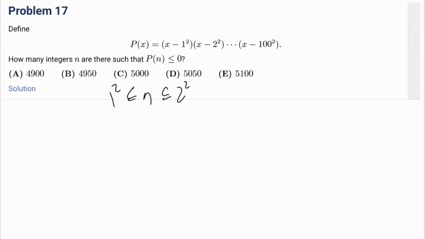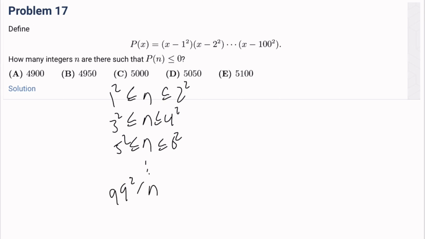And in the same way, for the first 3 to all be positive, we want n to be between 3 squared and 4 squared. Same thing for n with 5 positive numbers: n is greater than or equal to 5 squared and less than or equal to 6 squared. And so on, until n is greater than or equal to 99 squared and less than or equal to 100 squared.